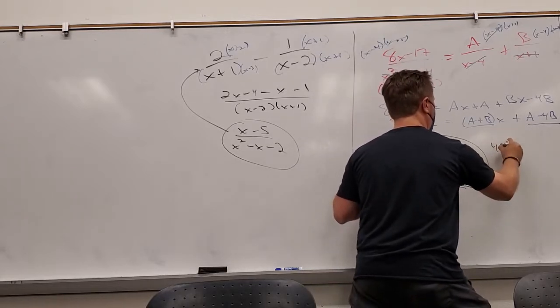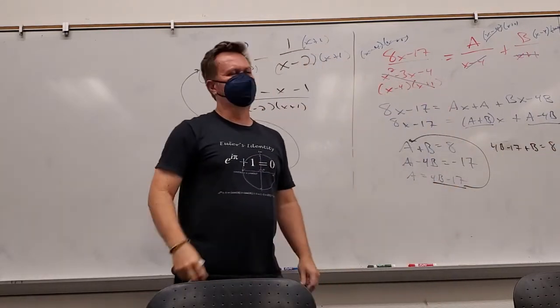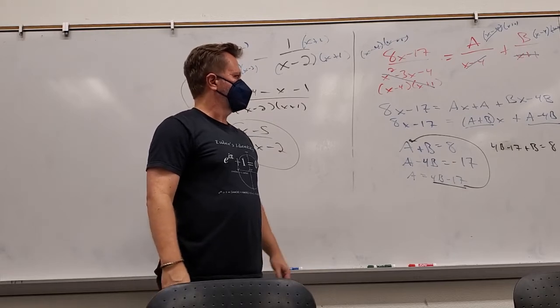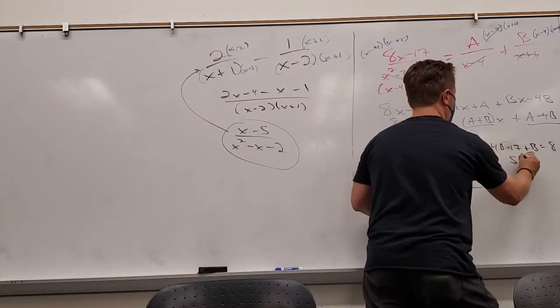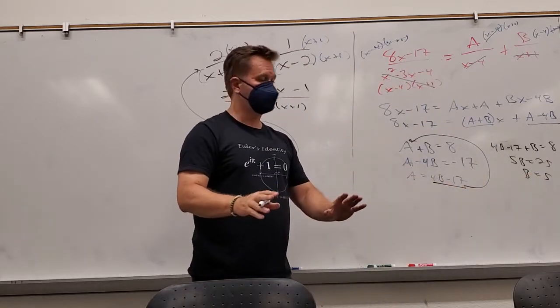4B minus 17 plus B equals 8, right? So glad I got that up. And that's easy, right? 5B equals 25, B is 5, yes?